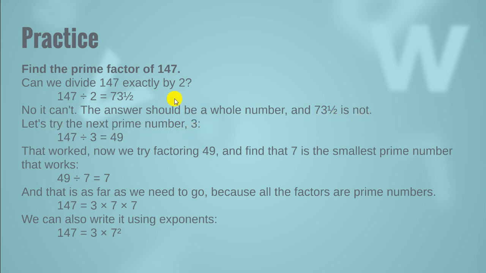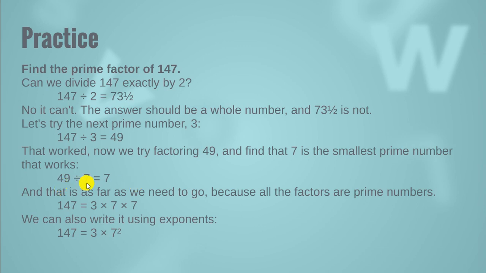Let's try the next prime number, that is 3. When we divide 147 by 3, we get 49. As 49 is a whole number, we can move forward. That worked. Now we try factoring 49 and find that 7 is the smallest prime number that works. Dividing by 2 or 3 does not give us a whole number.